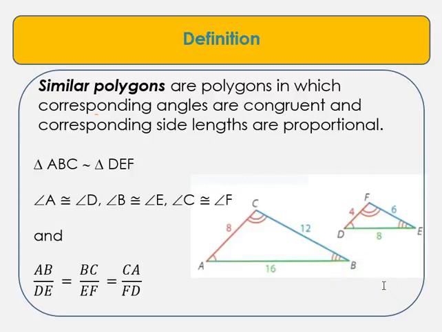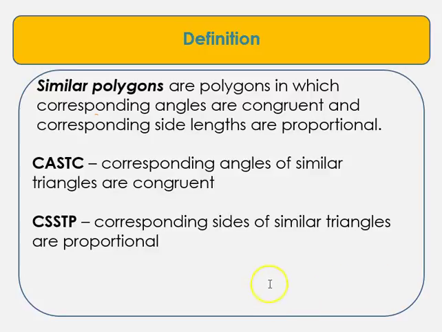Remember CPCTC, corresponding parts of congruent triangles are congruent? Well, with similar polygons, we can use some abbreviations also. So, we can use CASTC, which means corresponding angles of similar triangles are congruent, and CSSTP, corresponding sides of similar triangles are proportional. These would be used when you're doing proofs to shorten the explanations.